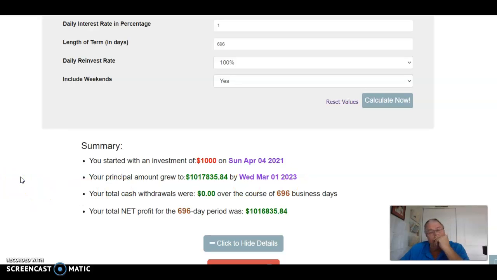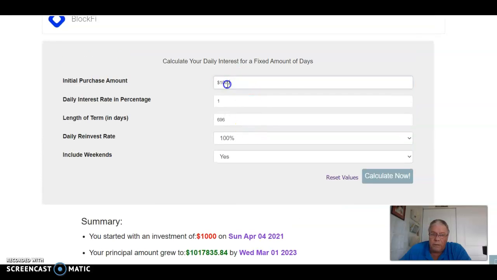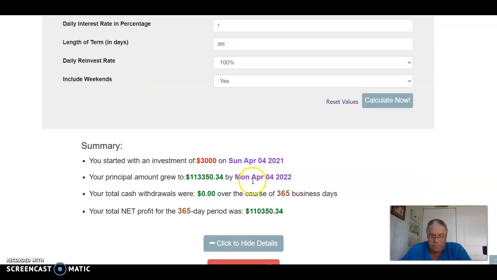This is crypto, man. You are stacking your money, right? Now, that's huge. All right. Here's a sweet spot number that a lot of people are looking at. So what happens with $3,000? Let's look at $3,000 in 1 year. $3,000 in 1 year is $113,000 in 1 year, right?